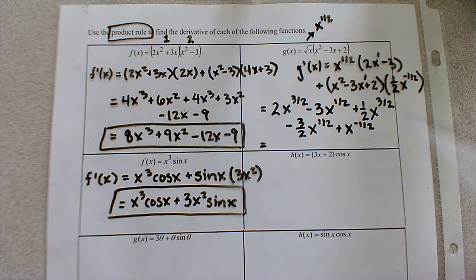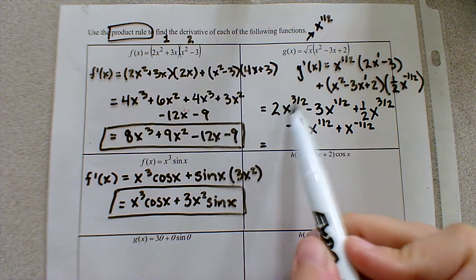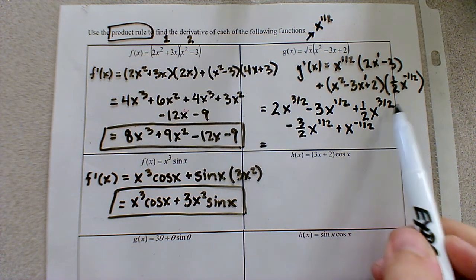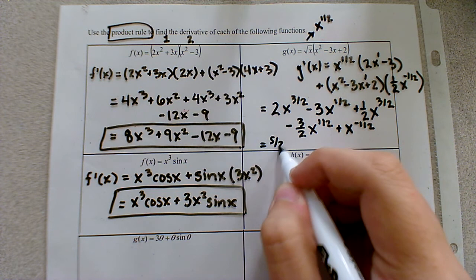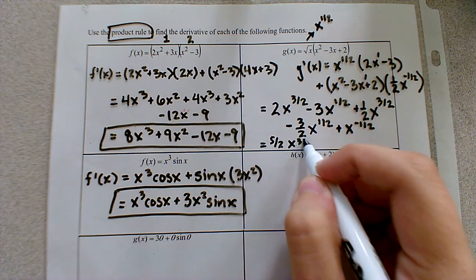Now let's see, combining like terms, we have 2x to the 3/2 plus 1/2 x to the 3/2, so 2 plus 1/2 would be 2.5. We can write that as a fraction.